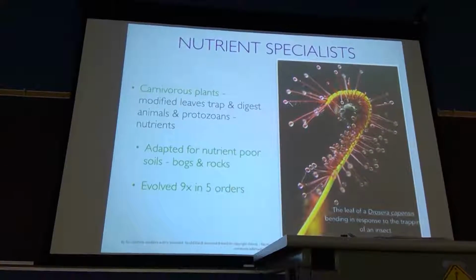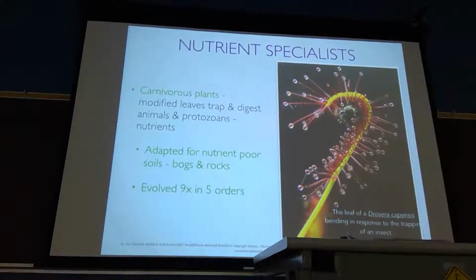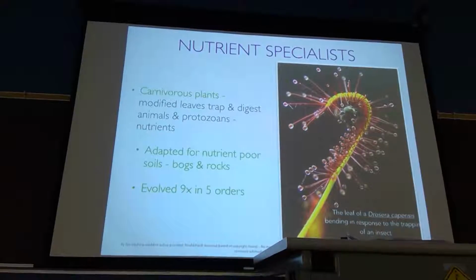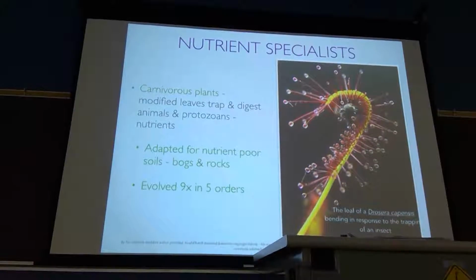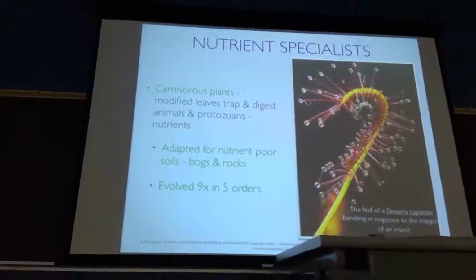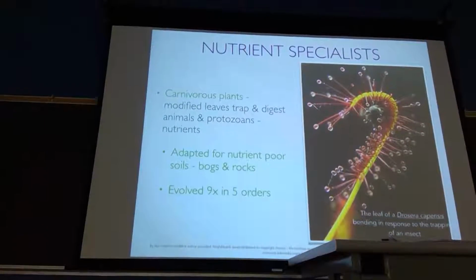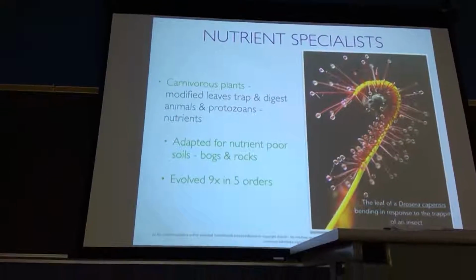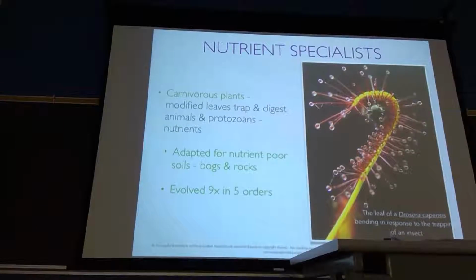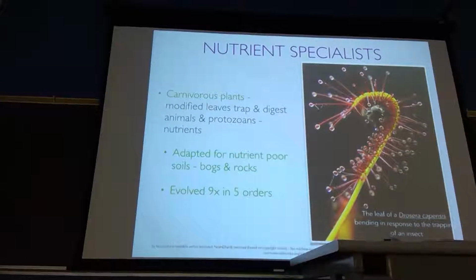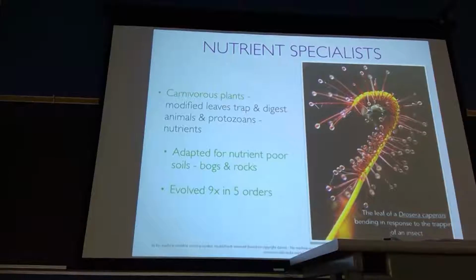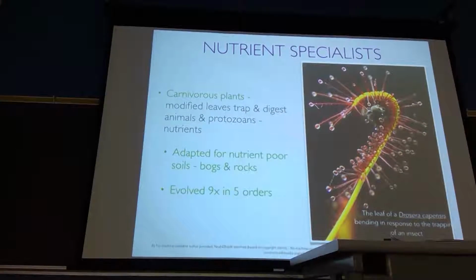I think it's pretty phenomenal that carnivory in plants has evolved 9 times across 5 different orders of plants. It's not one plant ancestor that has produced the diversity of carnivorous plants that we have today. It's actually something that is so adaptive that when it appears in a group of plants, it sticks. And the adaptive trait that it provides, of course, is that you can live in conditions that other plants can't. You can be the only one out there.